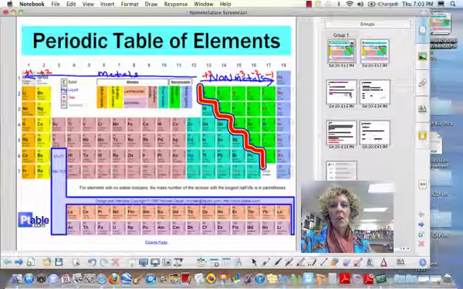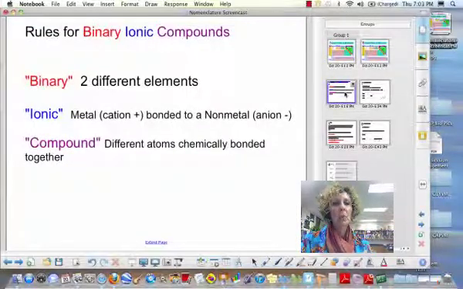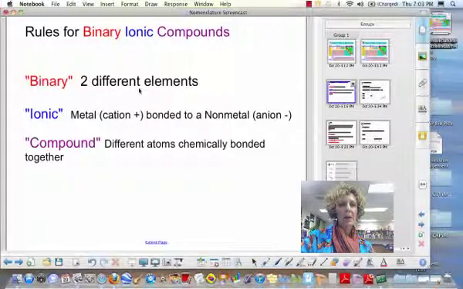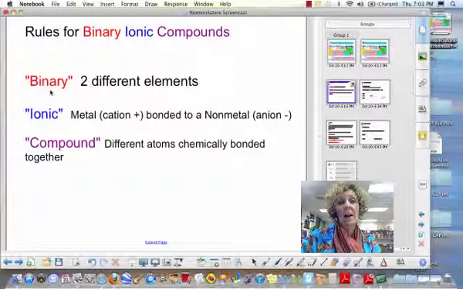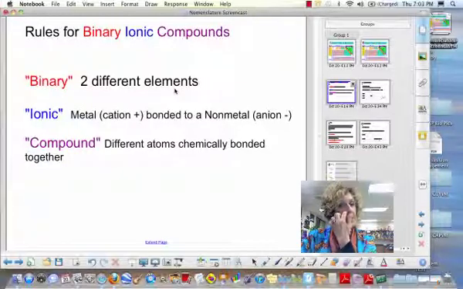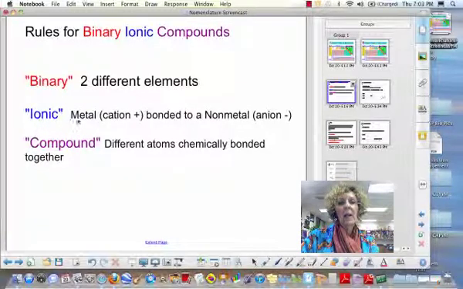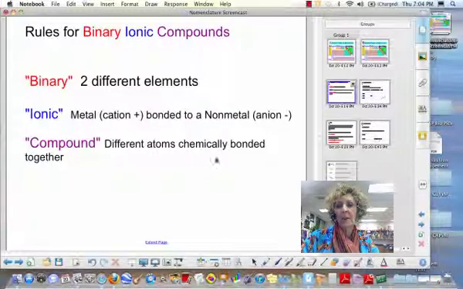All right? So the first thing we're going to talk about is rules for binary ionic compounds. So what do these words mean? Well, binary is just like how many wheels in a bike. They're going to be 2. So binary means 2 different elements in the compound. Ionic is talking about a metal, which forms positive ions called cations, bonded to a non-metal anion, which is negative. And a compound is going to be different atoms chemically bonded together.